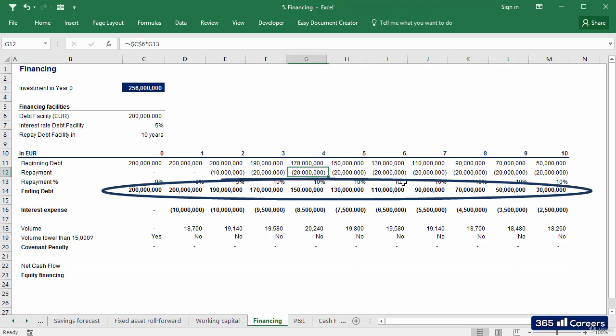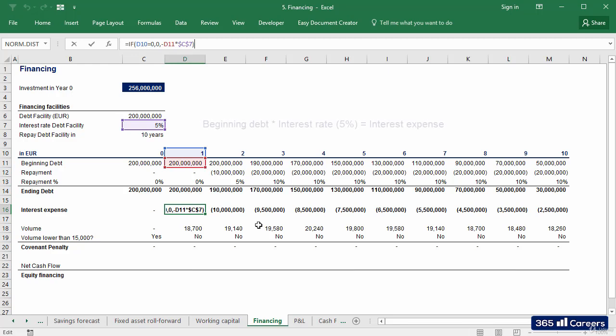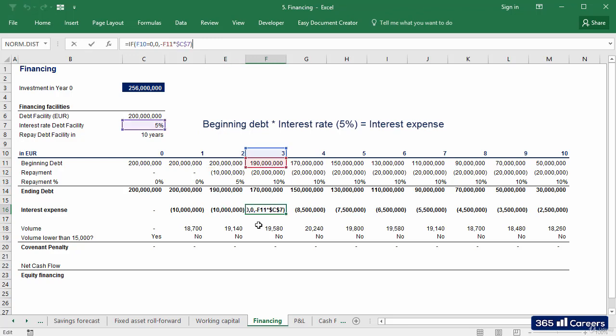Below, we can see the amount of debt outstanding at the end of the year. We use it to calculate the interest expenses owed by the company. I'm sure you'll agree it is easily calculated because beginning debt minus repayment gives us outstanding debt. The amount of beginning debt for a year allows us to calculate interest expenses. We'll simply multiply beginning debt by the agreed 5% fixed interest rate. And this gives us interest expenses for a year.